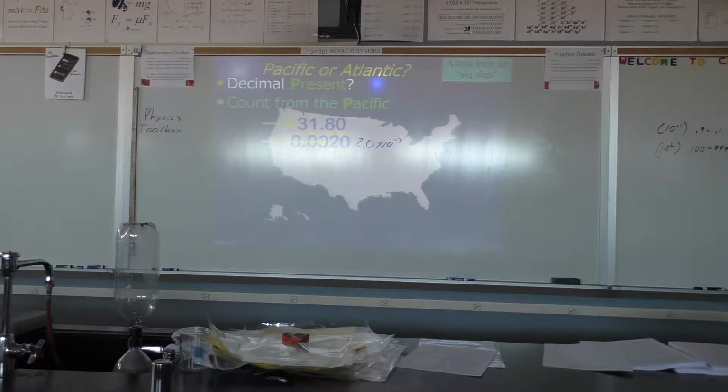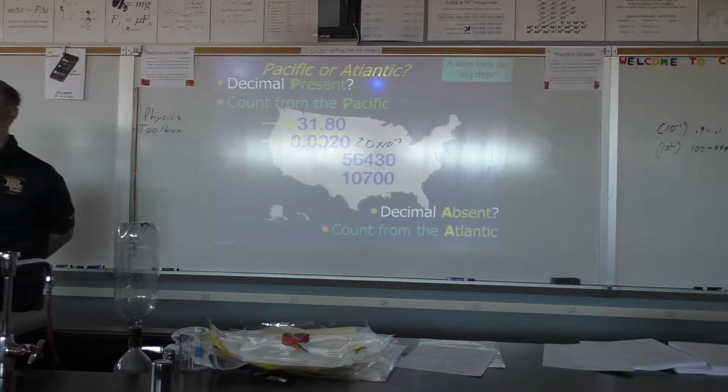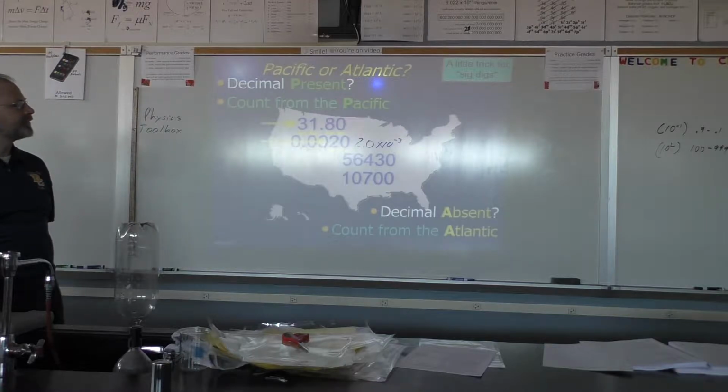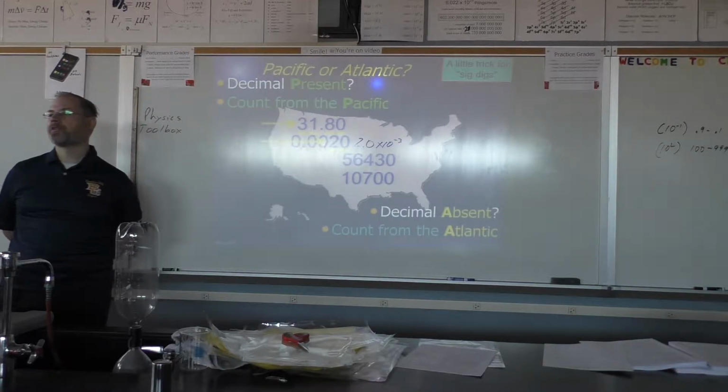Now, if the decimal is absent, from where do you count? You should count from the Atlantic. Yeah. If the decimal is absent, we count from the Atlantic. So here are 2 numbers where the decimal is absent. See if you can figure out how many numbers of significance 56,430 has.